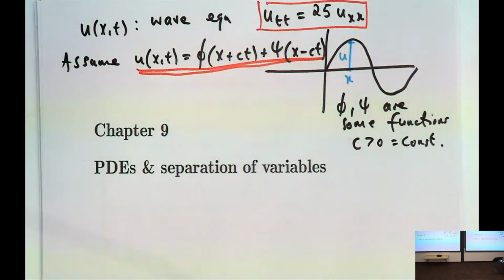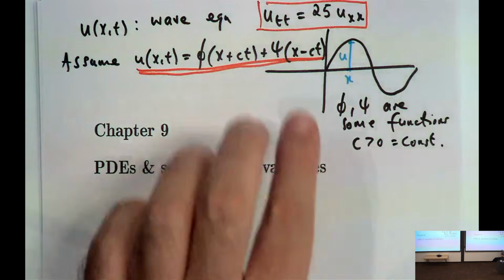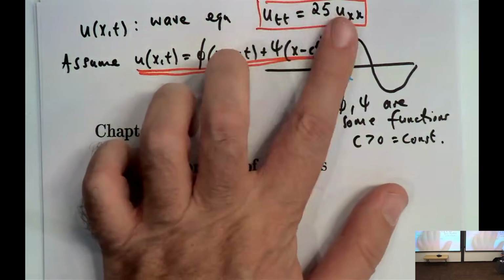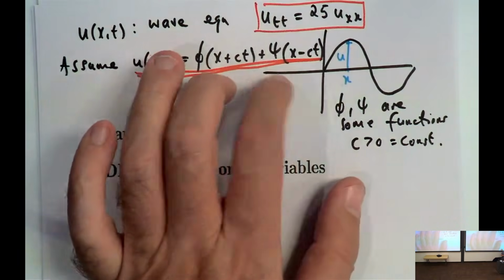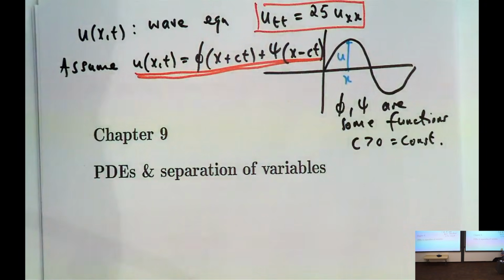Right? So why don't we try? We're looking for the phi and the psi and the c. Why don't we try to differentiate this twice and plug everything in there and see what happens? So how can we differentiate this twice? Chain rule. Week 1. Okay?